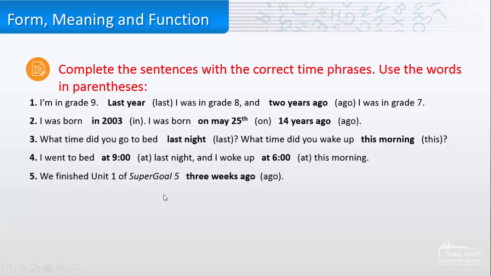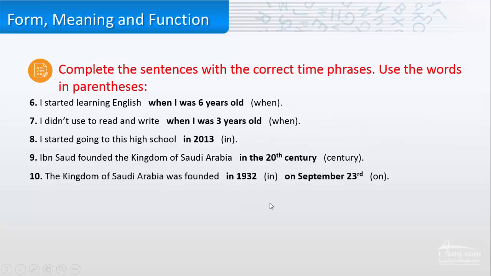We finished unit one of Super Goal 5, 3 weeks ago. I started learning English when I was 6 years old. I didn't use to read and write when I was 3 years old. I started going to this high school in 2013. It's a year, so I used in. Ibn Saud founded the Kingdom of Saudi Arabia in the 20th century, and the Kingdom of Saudi Arabia was founded in 1932 on September 23rd. Okay, so because it's a month with a date, it's on.